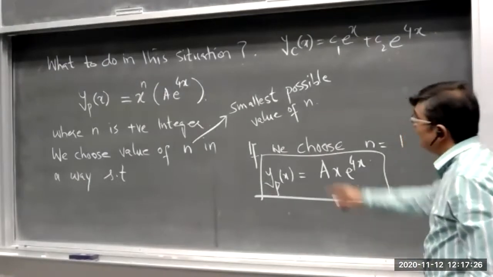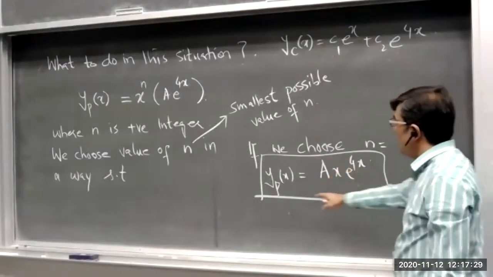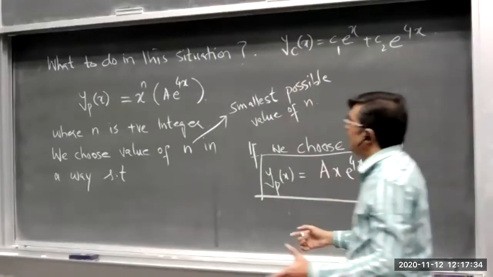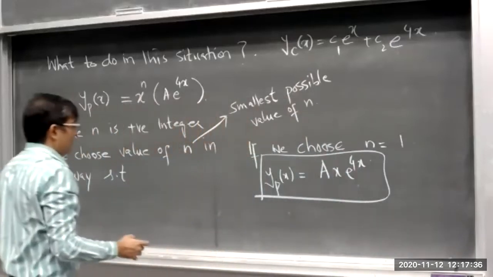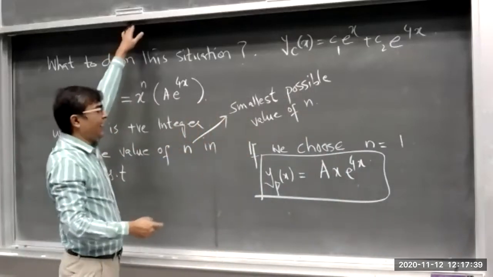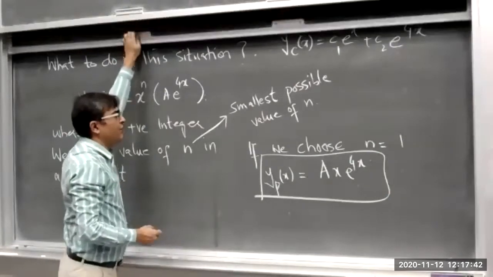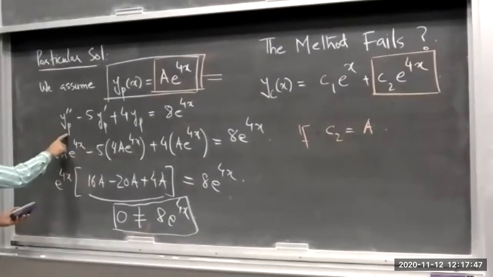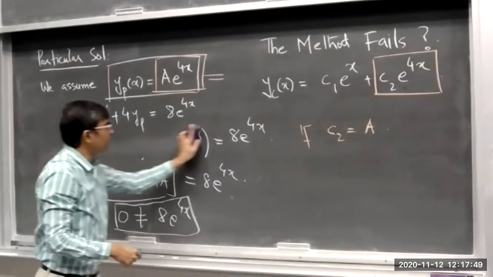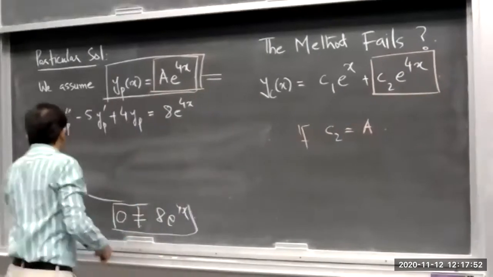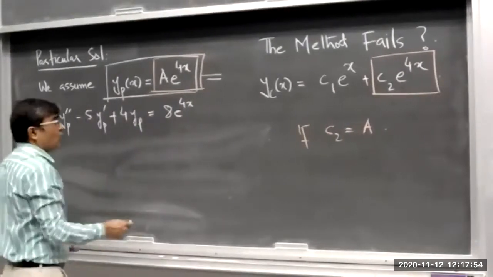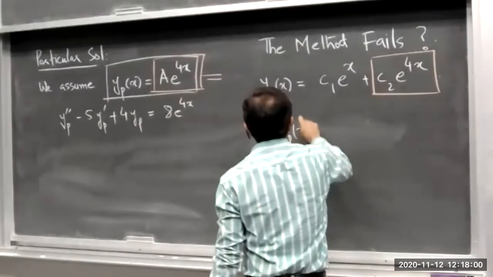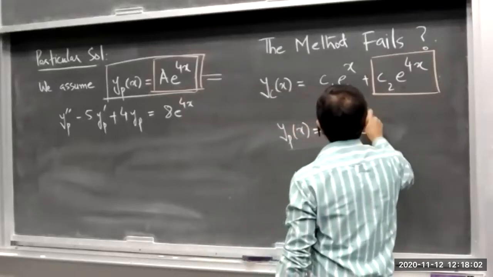Now we do again the similar procedure. What we do now, we insert this function into the given differential equation and solve for a. Then we would be able to find the constant a. Okay, now we are going to repeat this procedure. We are going to put again yp, the updated one. The new yp is a x e raised power 4x.